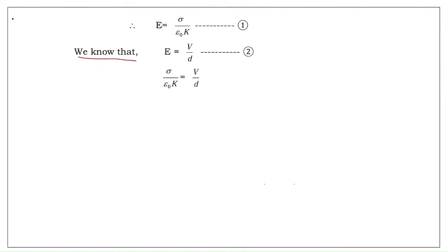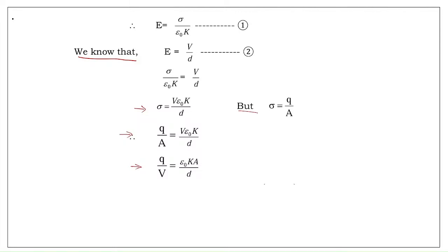Mark as equation 1. We know that E is equal to V by D. Mark as equation 2. From 1 and 2, sigma by epsilon naught K is equal to V by D. On equating to sigma, we get sigma is equal to V epsilon naught K by D. But sigma is equal to Q by A. On substituting, Q by A is equal to V epsilon naught K by D.